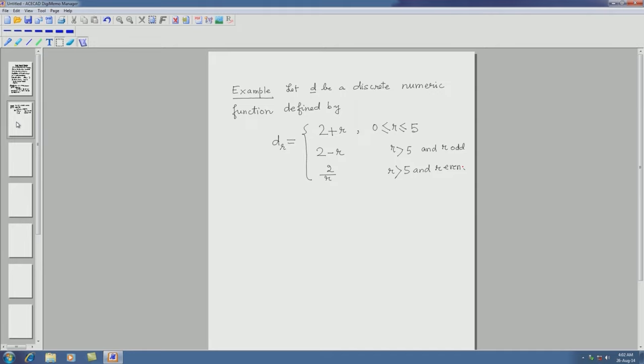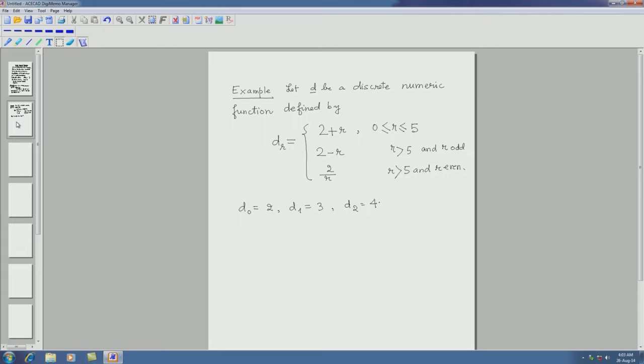So, we have got 3 regions. One region is between 0 and 5, inclusive of 0 and 5, and in which D(r) is 2 plus r. If you would like to compute D(r) for these r's, then we can start with D0, which gives me 2, and then D1, which gives me 3, then D2 gives us 4, D3 gives us 5, D4 gives us 6, and D5, which gives us 7, and we have to stop here because we have come to r equal to 5.